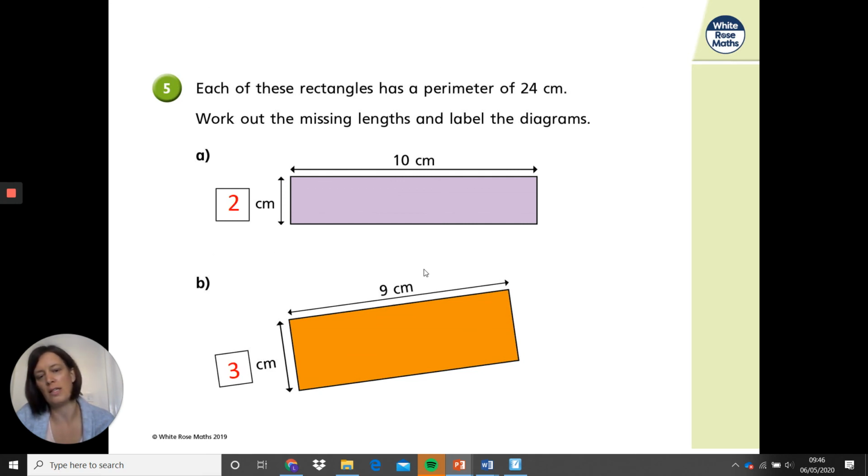Okay. This last one here, 9 on this side, 9 on this side, that's 18. And we've got to get to 24, so we've got 6 to go, 3 centimetres on each side.